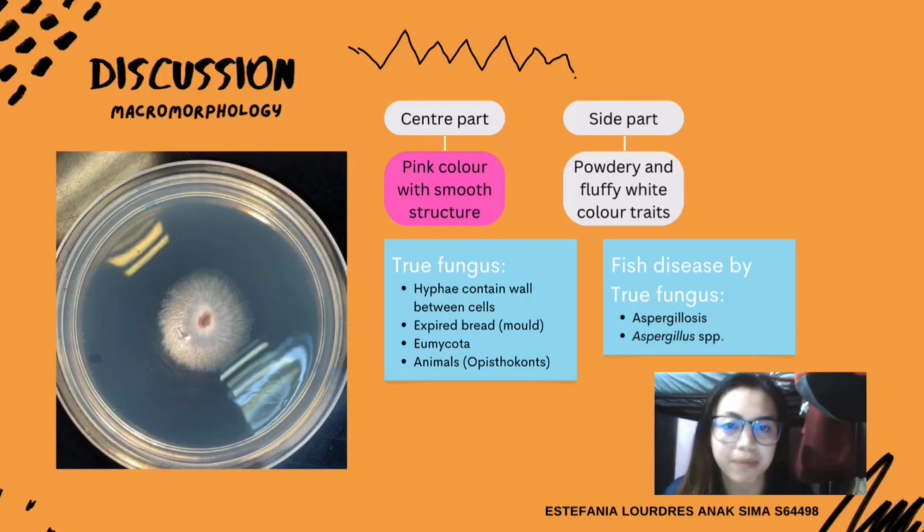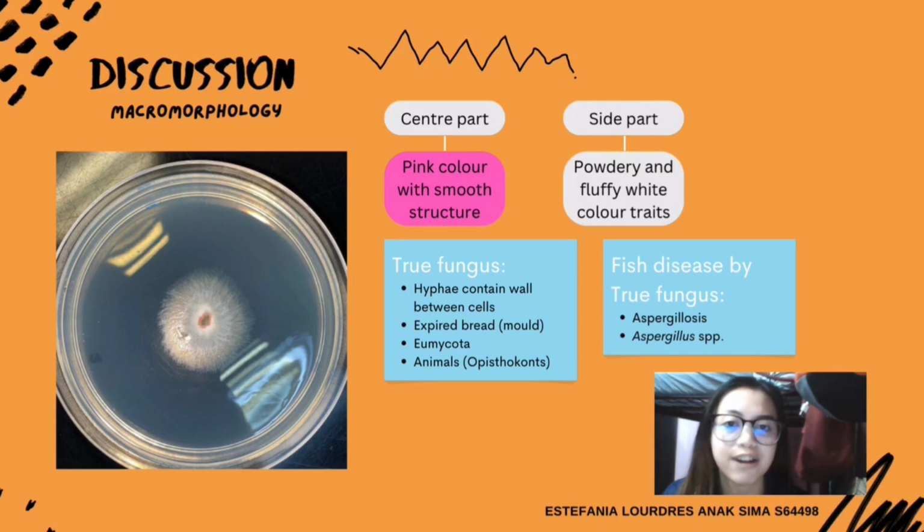Based on the lab experiment, there are two different parts of the fungus that had been observed, which are the center part and the side part. The center part had the characteristic of pink color, with a small structure which can be sampled by using forceps. Meanwhile, the side part had the micromorphology of powdery and fluffy white colored threads. It is a true fungus as the hyphae contain walls between cells that are known as septa.